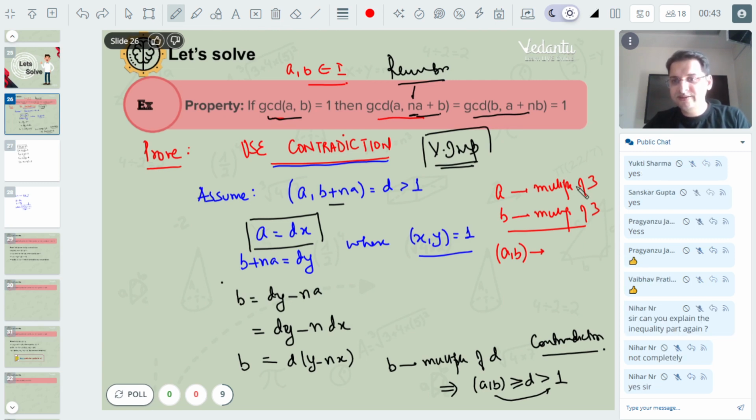Is that right, Nihal? So this is a is a multiple of d, b is also a multiple of d. Then GCD of a and b, minimum it has to be d. It can be more than d also. And d is greater than 1. This is the assumption. Hence, GCD of a and b is greater than 1. This is not true. Clear, Nihal?